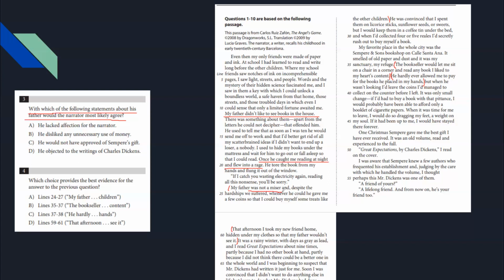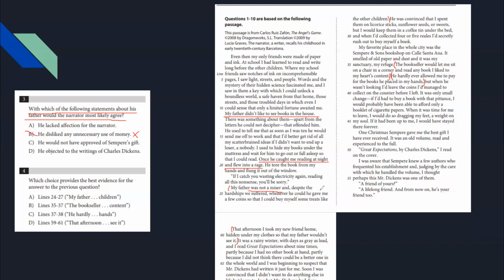So he was not a miser. So he doesn't like to use any unnecessary form of money. So this is from the passage, and it proves that like his father would have disliked any unnecessary use of money, which is false. So you can cross B out. So B is not the answer choice.